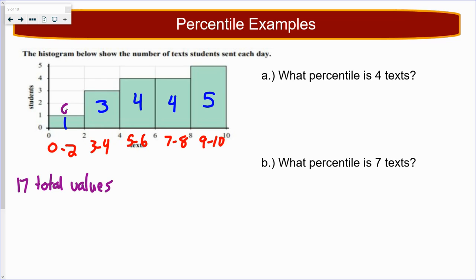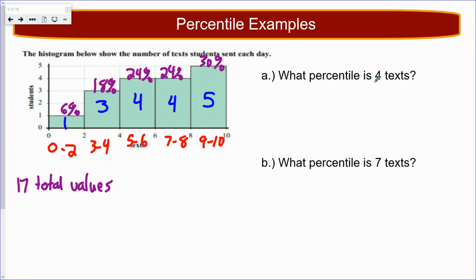I'm going to round this to 6% of our data is there, which means we multiply that by 3. So that means that is going to be 18%. That is 24%, 24%, and then 30%. So that's what percent of our data, give or take my rounding, is in each one of those frequencies.